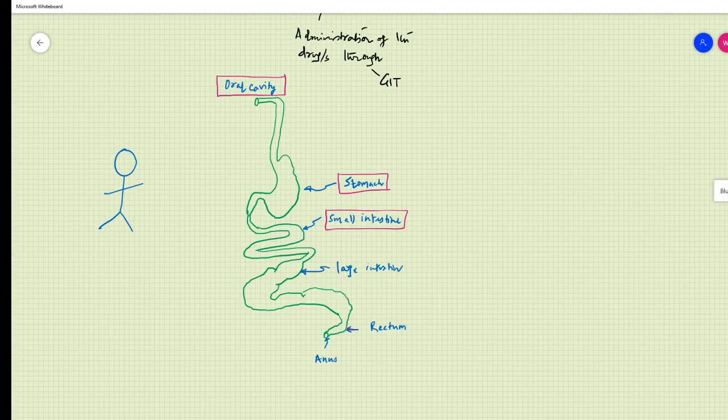So why do we divide this like this? Because it enables our study. But it has, as we know, more than these parts. But anatomically, let's divide them into the oral cavity, the stomach, the small intestine, and the rectum. These four. And where is the oral cavity? Somewhere in the head, we have the oral cavity.